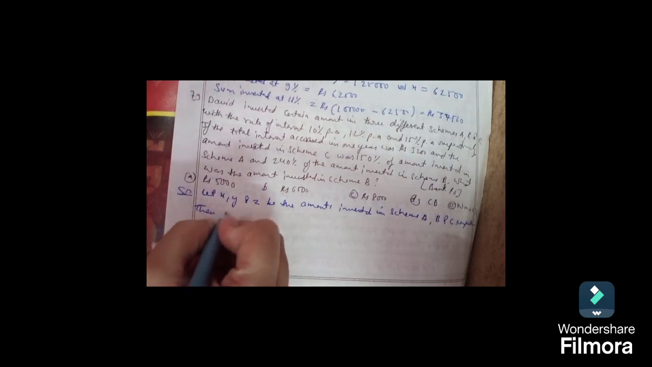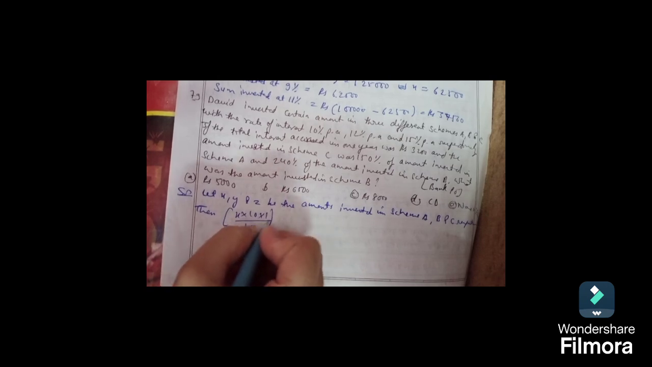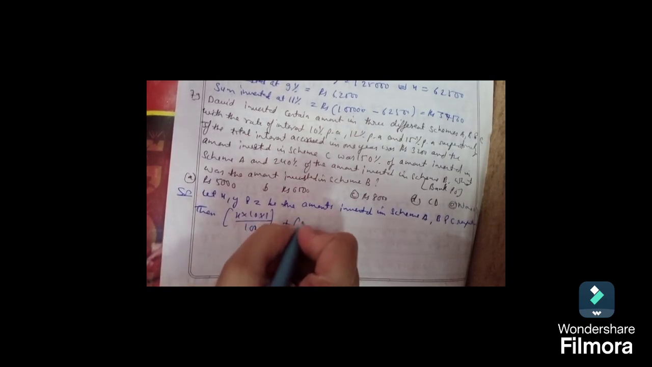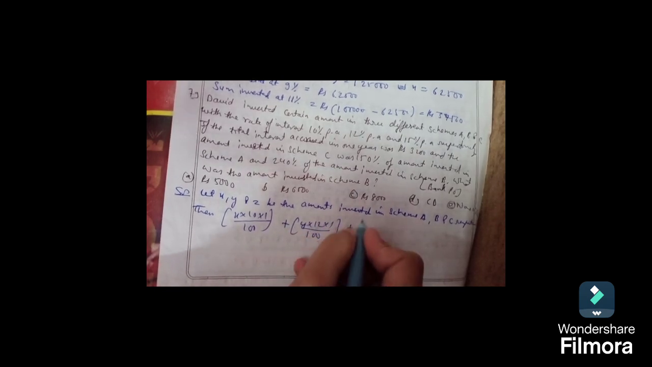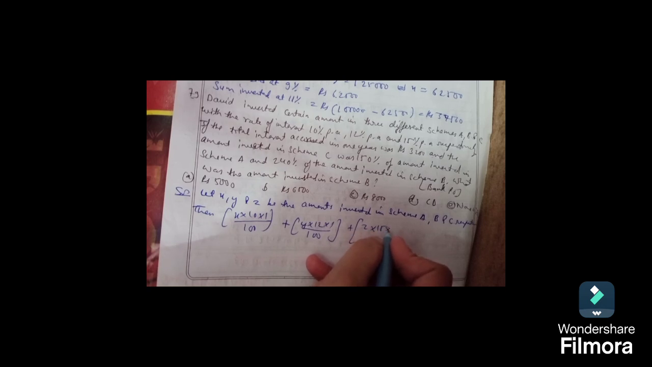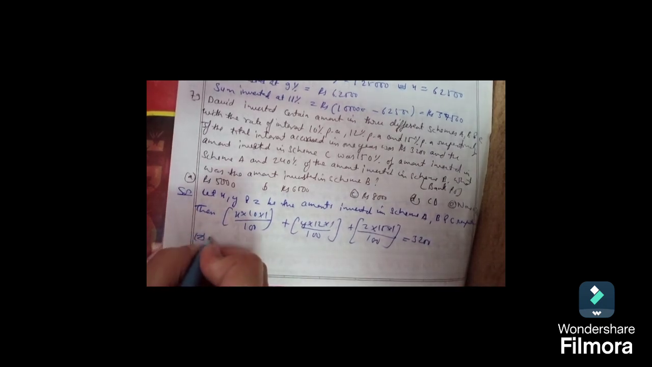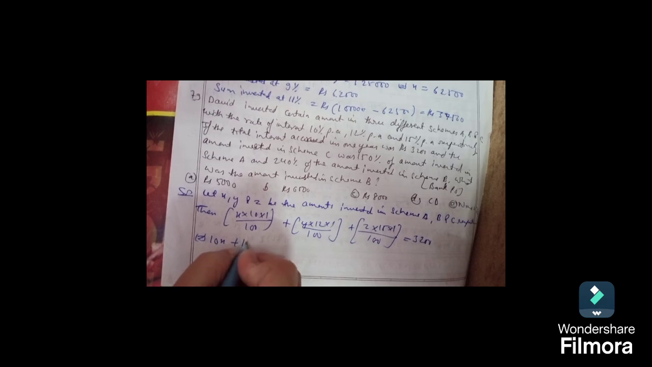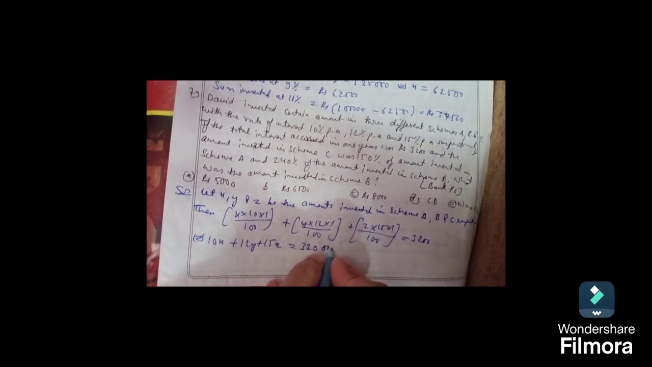Then x into 10 into 1 upon 100 plus y into 12 into 1 upon 100 plus z into 15 into 1 upon 100 equals 3200. So 10x plus 12y plus 15z equals 3,20,000. This is the first equation.